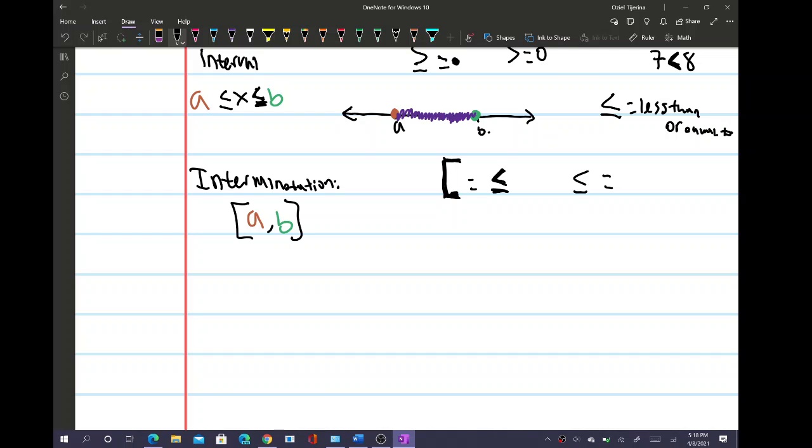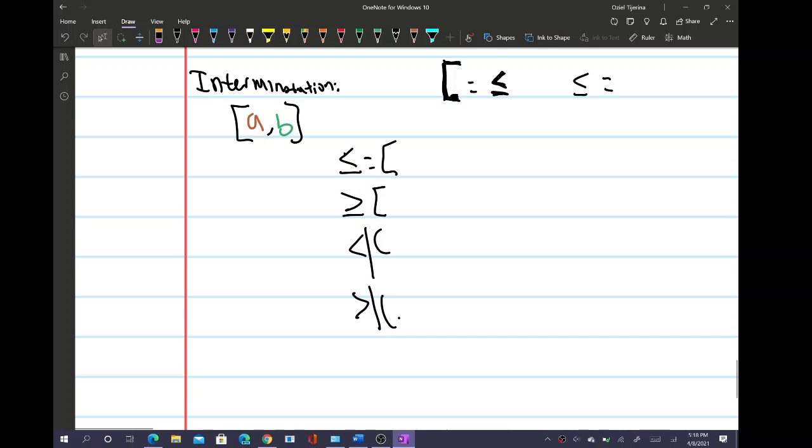Anytime you have this, less than or equal to is just a bracket. Greater than or equal to is just a bracket. Less than is parentheses. Greater than is parentheses. And then this is a closed dot, this is a closed dot, this is an open dot, this is an open dot, right?